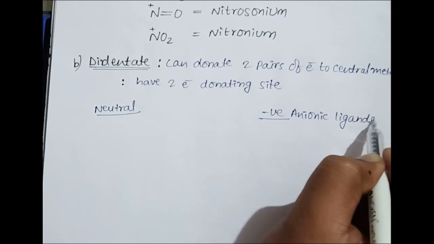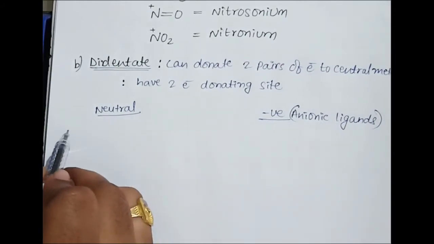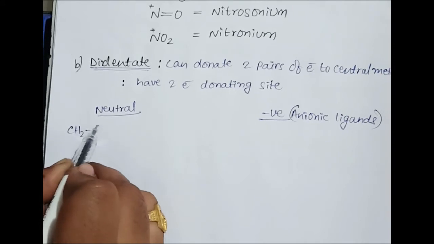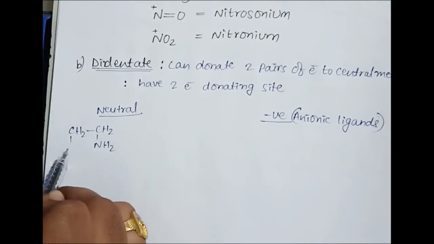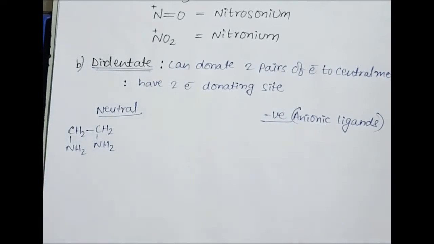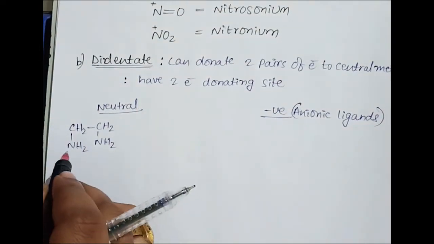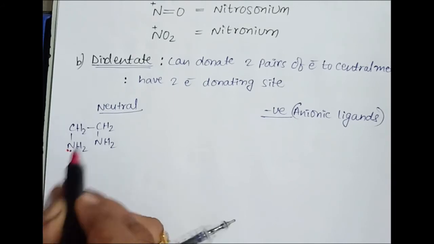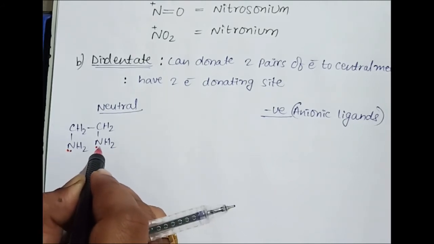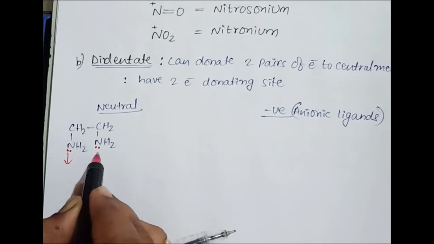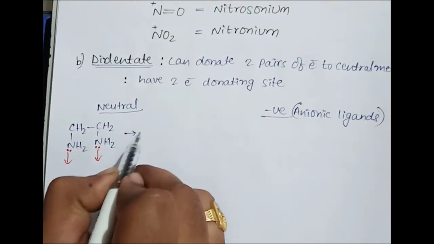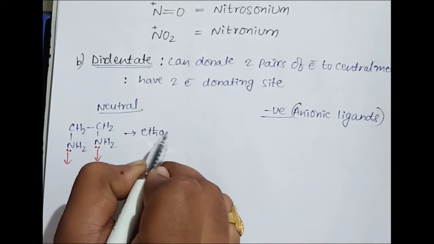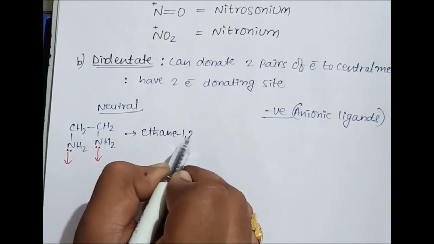Yes. Neutral ligands, one example is this very famous one which we use many times in this chapter. Tell me the IUPAC name of it. And here you see the electron donating sites. This nitrogen is one electron donating site, this nitrogen is another site. So totally two electron pairs are being donated, therefore it is called a didentate ligand. Its name is ethane-1,2-diamine.